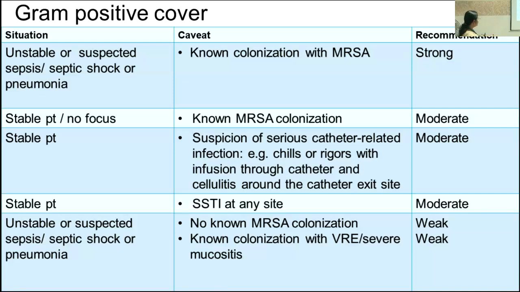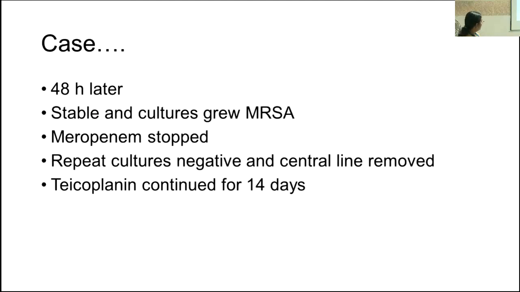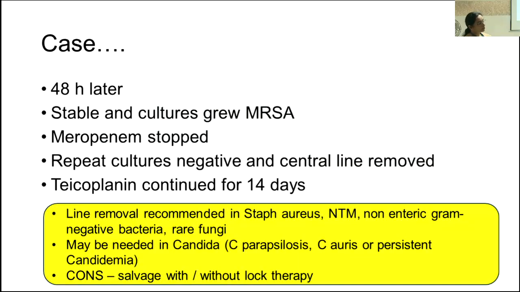Okay, please move on. So 48 hours later, as expected, this patient grew MRSA in the blood, and meropenem was stopped and teicoplanin was continued. So always when you have a Staph aureus bacteremia, it's mandatory to repeat a blood culture to make sure it clears, and also the line has to be removed. And the minimum duration recommended is 14 days.